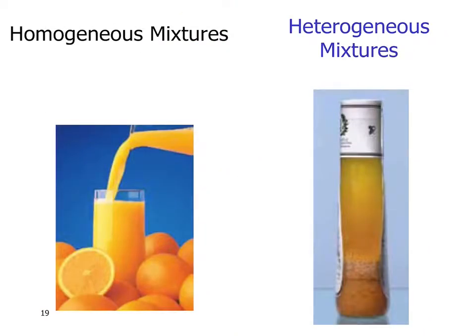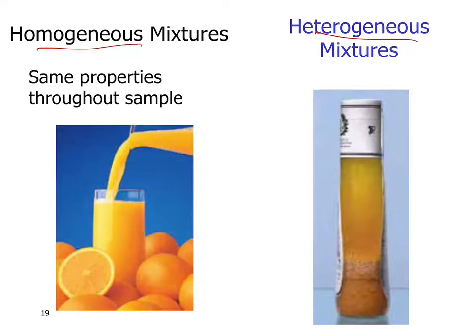How about mixtures? Mixtures we break into two types. One is a homogeneous mixture. The other is a heterogeneous mixture. Homogeneous mixtures have the same properties throughout the sample. Something like orange juice, although it's a big mixture with lots of things in there, water and vitamins and citric acid and all sorts of things mixed in, looks uniform throughout. So the same properties throughout the sample. It looks kind of uniform, or homogeneous.